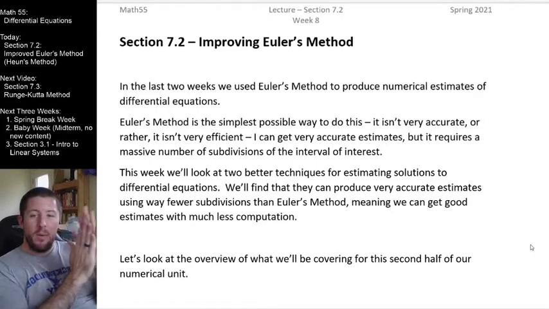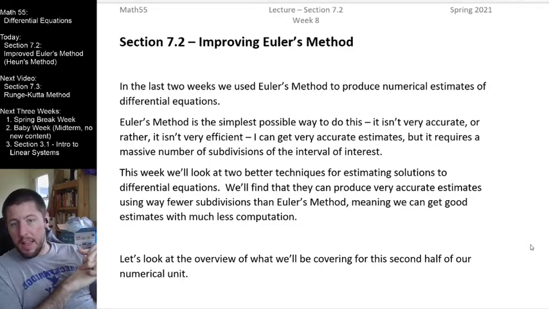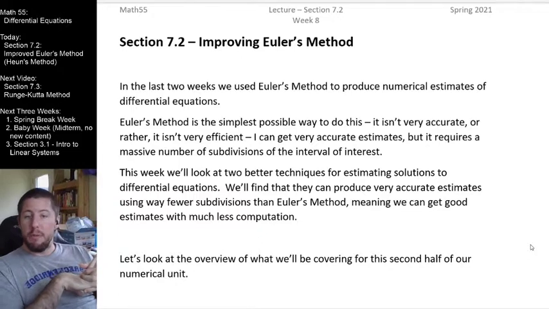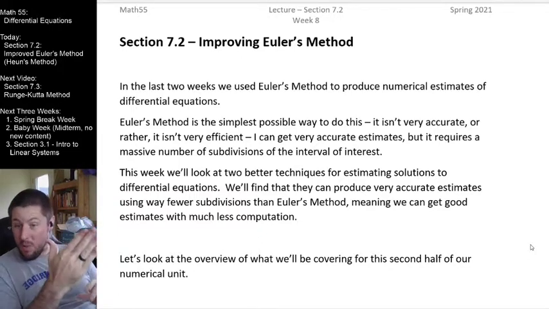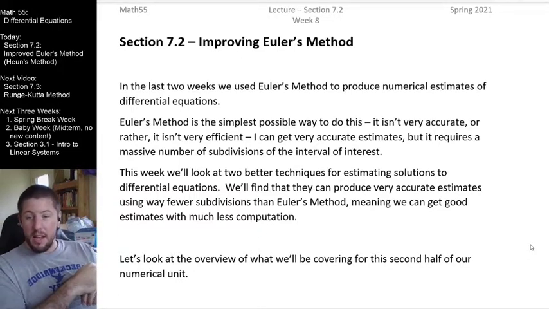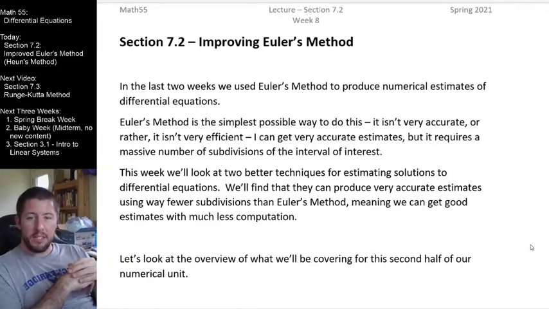So where are we at? Today, we're gonna talk about improving Euler's method. And so basically the deal is this. In the last 2 weeks, we've used Euler's method to produce numerical estimates to differential equations, as well as using it to produce graphs of our solutions, which is really practical here.